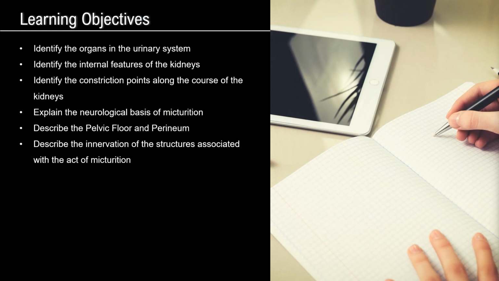So after this lecture and any further study, you should be able to identify the organs within the urinary system, identify the internal features of the kidneys, identify the constriction points along the course of the ureters, explain the neurological basis of micturition, describe the pelvic floor and the perineum, and describe the innervation of the structures associated with the act of micturition.